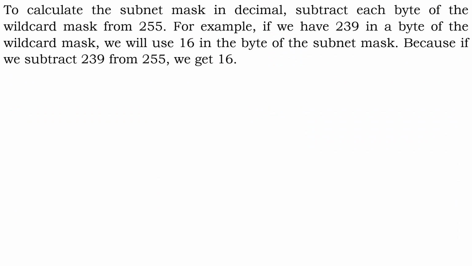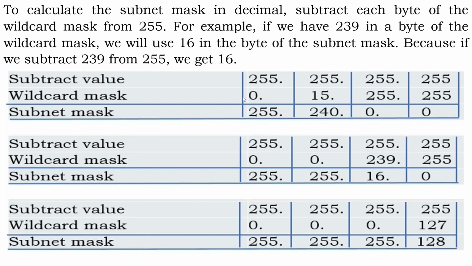To calculate the subnet mask in decimal, subtract each byte of the wildcard mask from 255. For example, if we have 239 in a byte of the wildcard mask, we will use 16 in the byte of the subnet mask. Because, if we subtract 239 from 255, we get 16. Let's take some examples. 255 minus 0 equals 255. 255 minus 15 equals 240. 255 minus 255 equals 0.